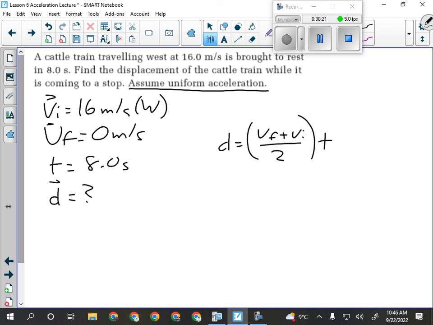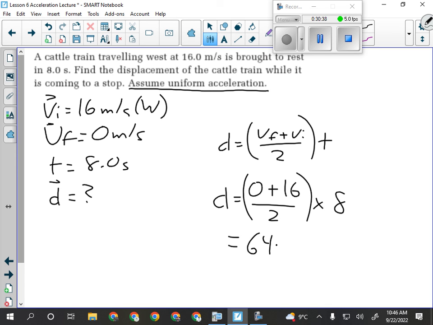All right, I just have to plug in my numbers. That's sweet. I like it when I don't have to manipulate stuff. Okay, it's obviously way easier. So d equals (0 plus 16) over 2, okay, times 8 seconds. 8 times 8 is 64 meters west.